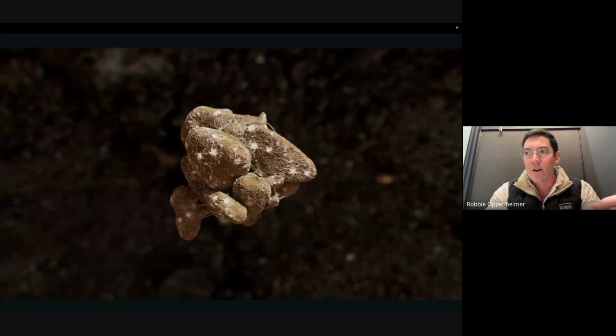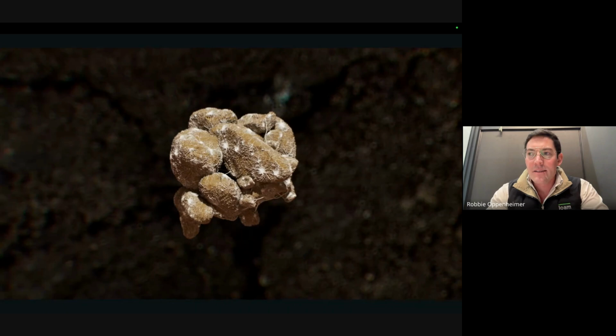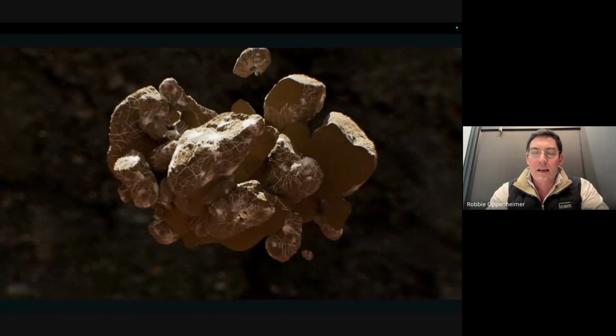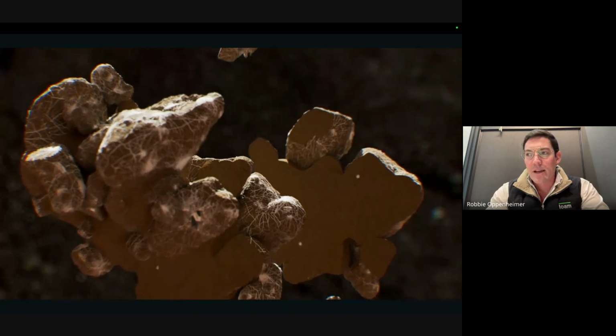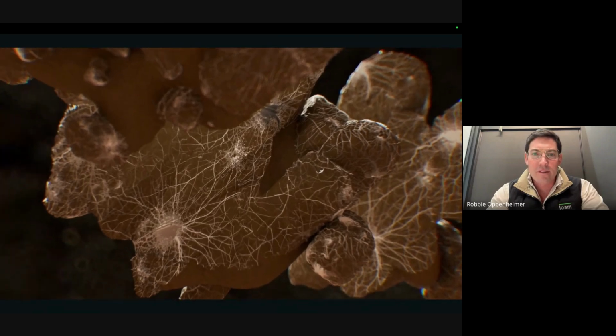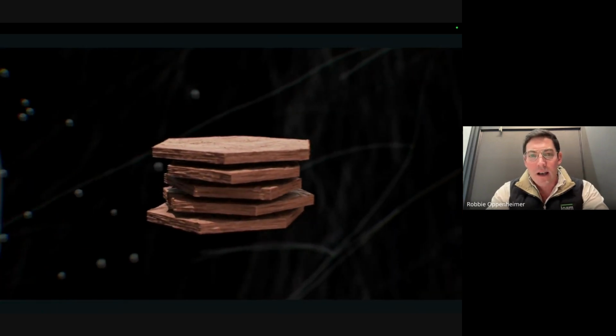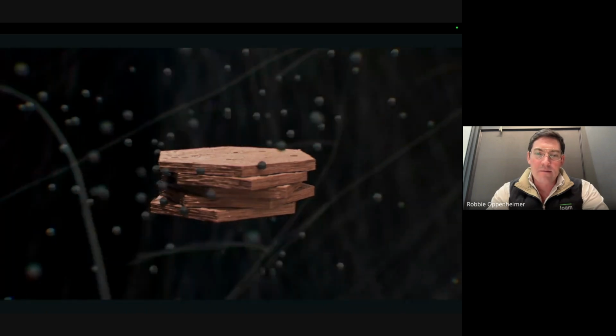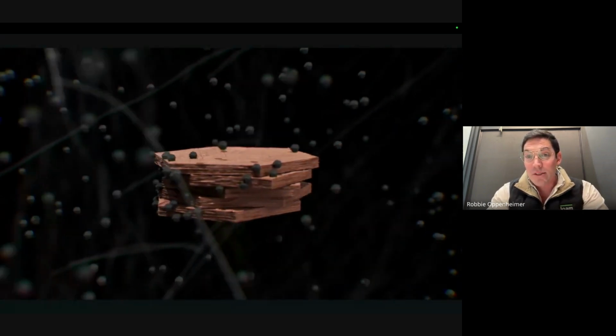So these fungi can colonize both the outside and the inside of soil aggregates, and in that way stabilize carbon inside aggregates and on mineral surfaces. So the clays, the iron oxides, the aluminium oxides in soil. And that's where carbon is actually most stably bound.